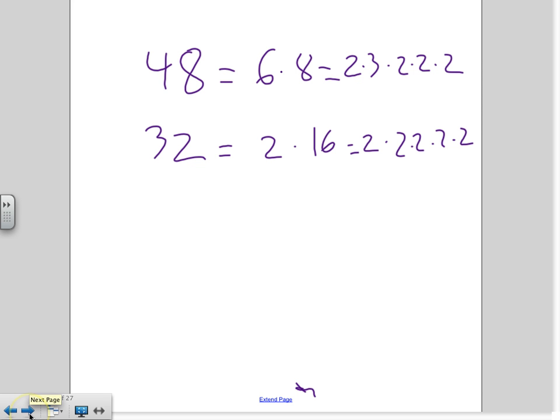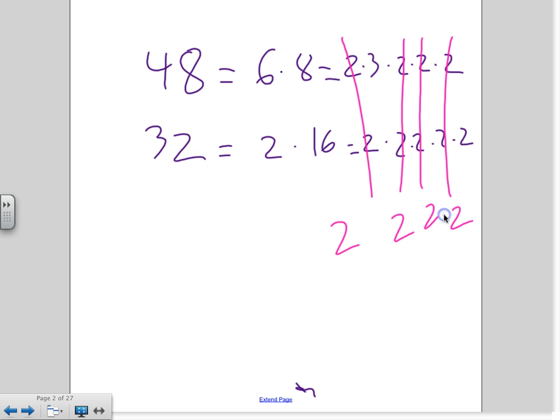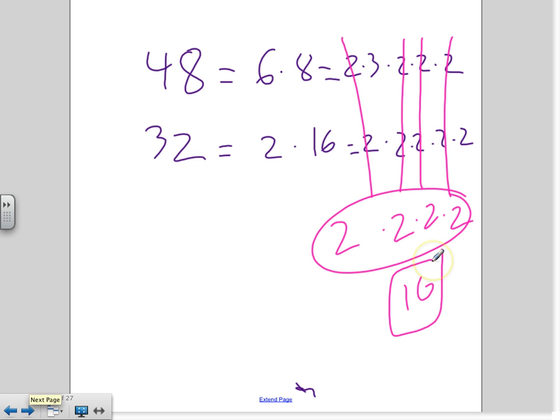Watch what happens. Common. Common. Common. Common. 1, 2, 3, 4. So that's 16. You see how that works? If you have multiple common terms, you just multiply them in the end, and that's how you get your GCF, the greatest common factor. Okay? You see how it's done?